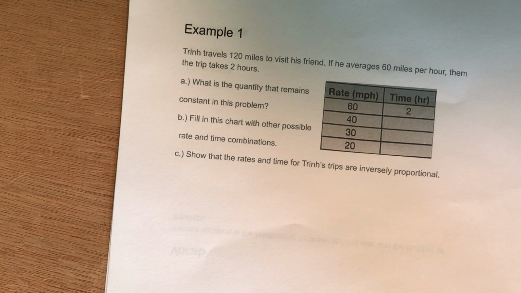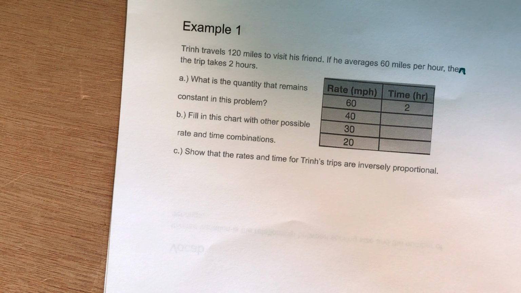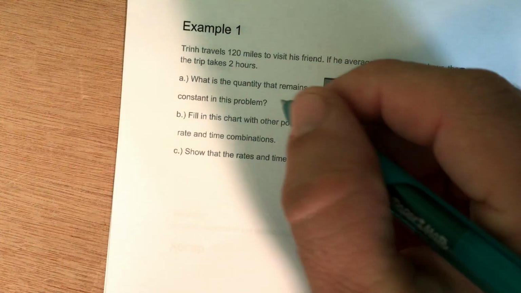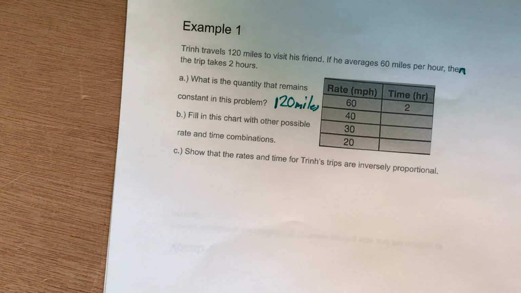Trin travels 120 miles to visit his friend. If he averages 60 miles per hour, then the trip takes 2 hours. What is the quantity that remains constant in the problem? Well, our time's going to change depending on how fast we're going, right? That's going to depend on how long it takes to get there. But no matter what, we are still going to travel 120 miles. So the quantity that remains the same or constant in this problem is the number of miles you travel, which is 120 miles.